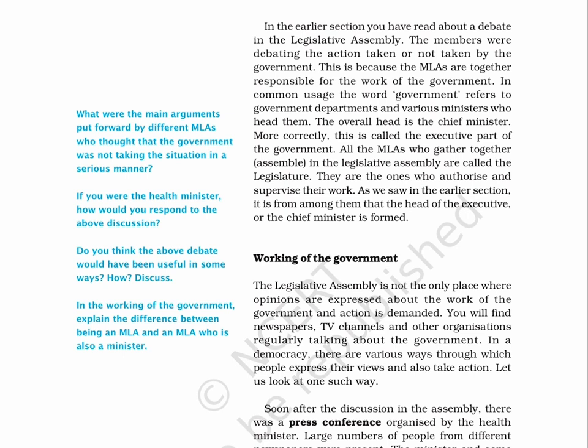In common usage, the word government refers to government departments and various ministers who head them. The overall head is the chief minister. More correctly, this is called the executive part of the government. All the MLAs who gather together, assemble in the Legislative Assembly are called the legislature. They are the ones who authorize and supervise their work. As we heard in the earlier section, it is from among them that the head of the executive, or the chief minister, is formed.